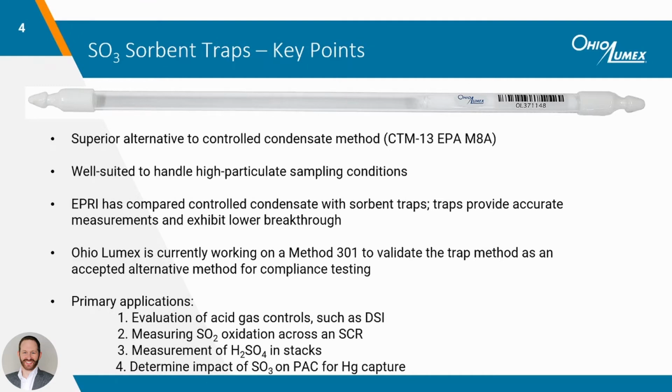Although there are some ways to modify the controlled condensate method for sampling gas with a high concentration of particulate matter, controlled condensate still struggles to perform well in these environments. In 2019, several utilities funded a project with the Electric Power Research Institute to compare the sorbent trap method with controlled condensate in a controlled laboratory setting.